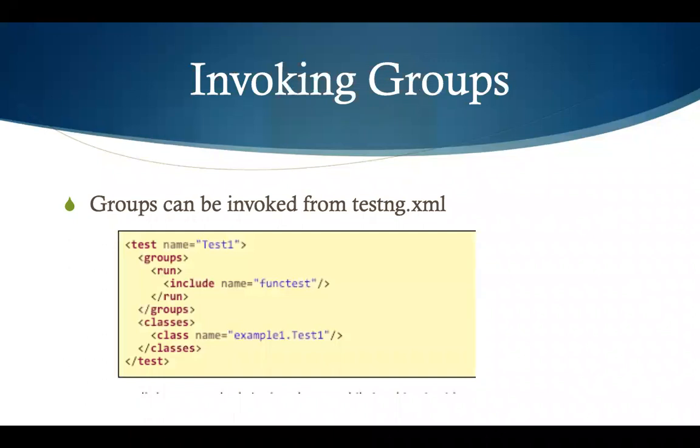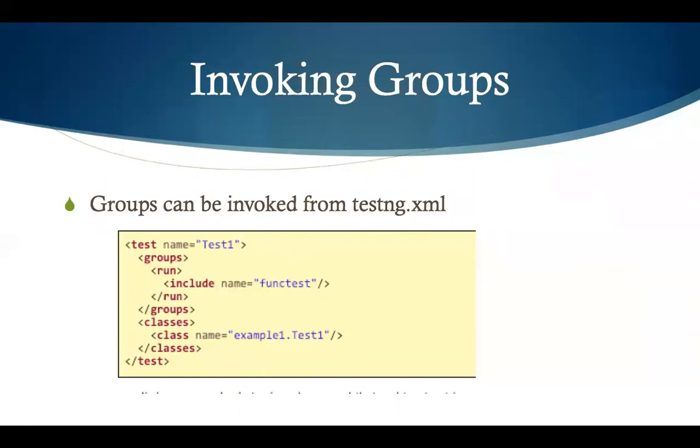For that, I need to go to the testng.xml file. Inside that testng.xml file, I need to write the groups tag. Under that groups tag, I need to mention run, the run tag, and under the run tag I need to include the group that I want to execute. Let's say I want to execute functional test. This is the group that I want to execute, so I need to include it inside testng.xml. This is the first requirement.